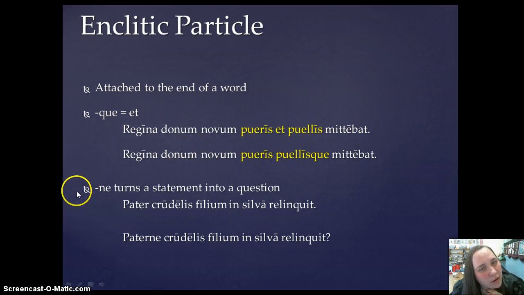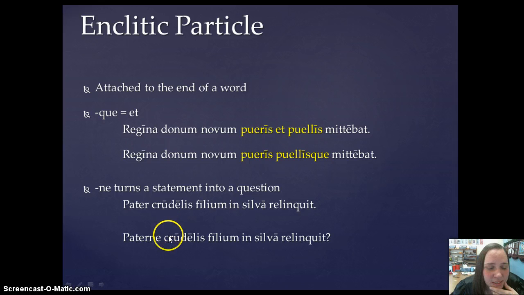The second enclitic particle you're going to learn is ne. And ne doesn't mean anything, actually. It doesn't translate into English. What ne does is it turns a statement into a question, okay? First thing you need to know is that it's always put on the end of the first word of the sentence, okay? And once you see that ne on the end of the first word of the sentence, you know to translate it like a question.